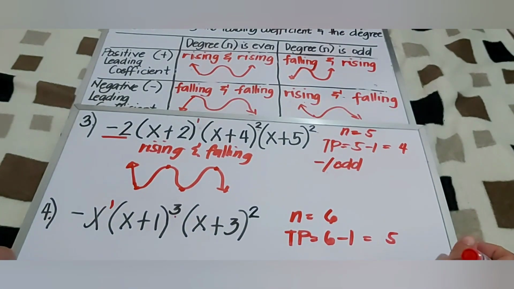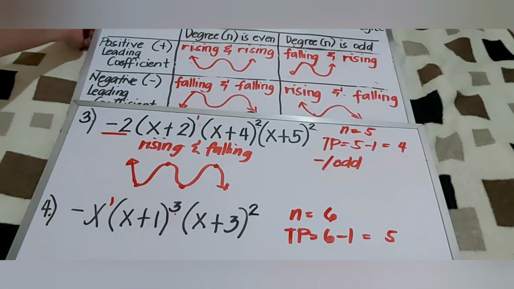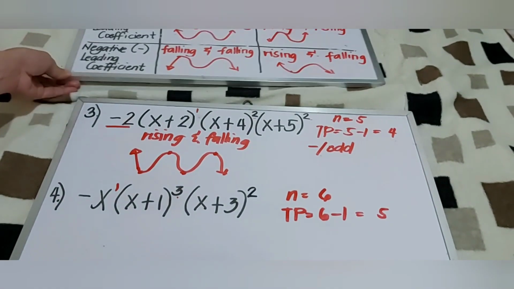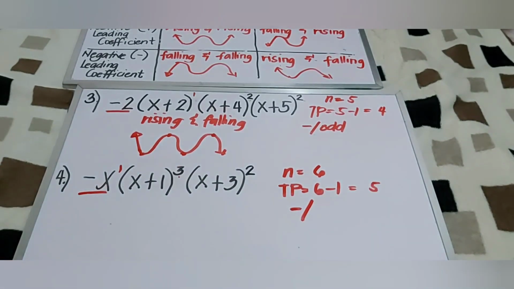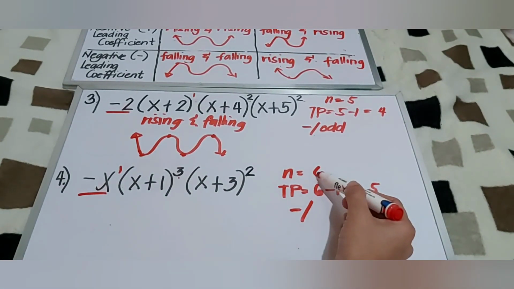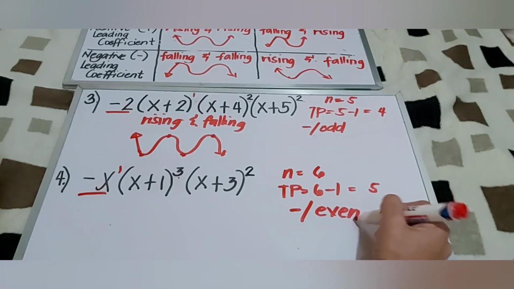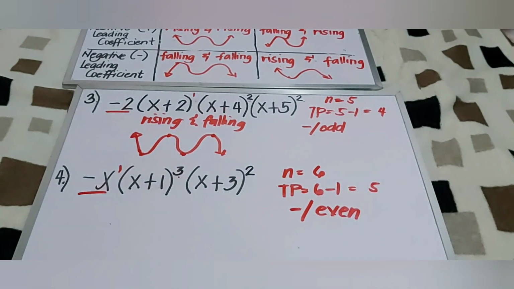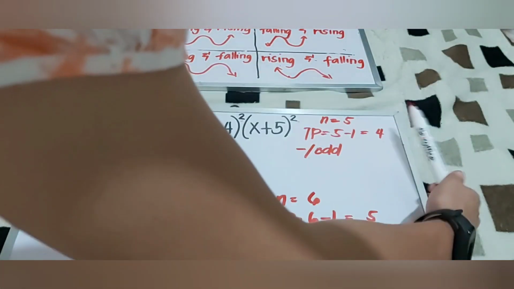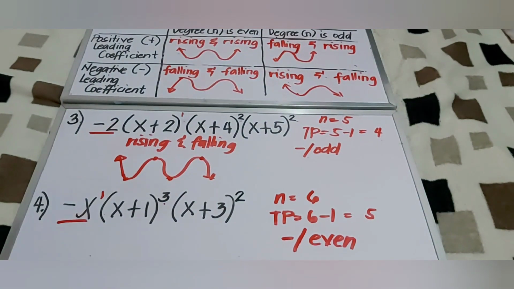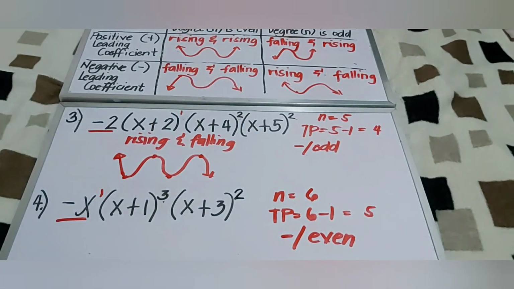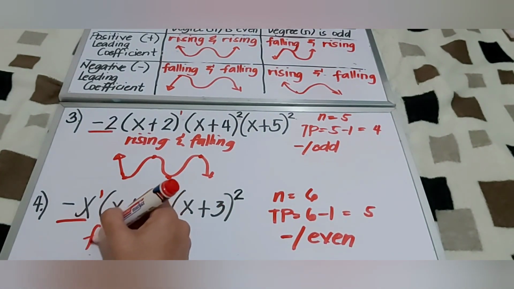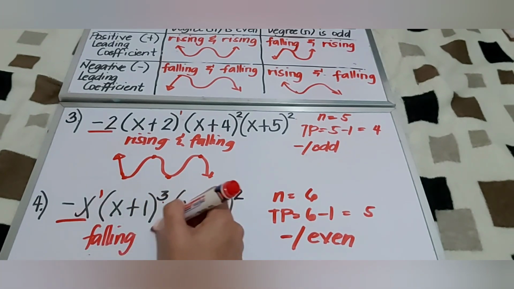Now, balikan natin ang ating leading coefficient at ang ating degree. Ang leading coefficient natin ay, again, negative. So, negative. At ito ay may degree na 6, which is even. Okay, negative and even. So, kung negative, tapos even, let me show you. Kita ba? Yan. Negative, tapos even, so it's falling to the left and falling to the right. Falling and falling.